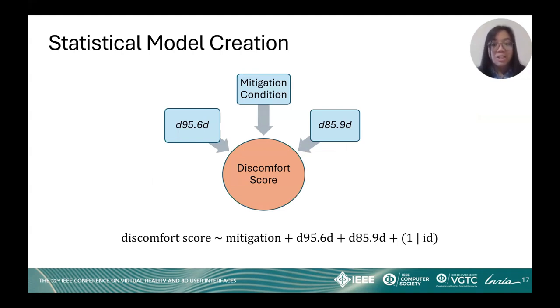So to investigate a potential relationship between motion complexity and discomfort score, we created a linear mixed effects model. And into this model, we plugged in the following linear regression equation, which uses discomfort score as its output variable and our complexity scores and mitigation as the predictor variables. This is because we are interested in the influence of our 6-DOF D95 and 9-DOF D95 complexity scores, as well as the mitigation condition on participants' individual discomfort score ratings.